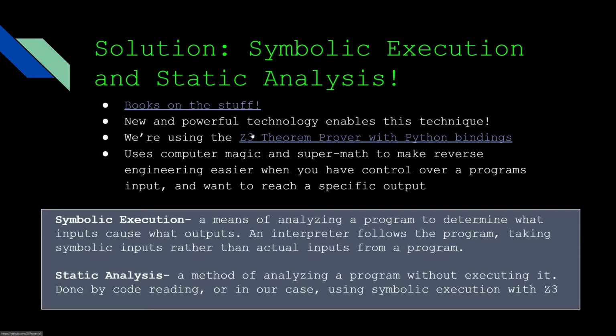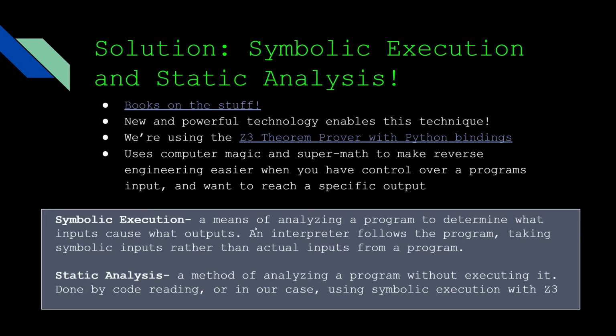I keep using this term symbolic execution. Sam, what the heck are you talking about? What does that mean? Symbolic execution is a means of analyzing a program to determine what inputs cause what outputs. And this is all done without actually running the binary. This is all static analysis, which is analyzing a program without actually executing it, mostly through just code reading. But we can do it with some neat tricks with Z3, which I'll show you.